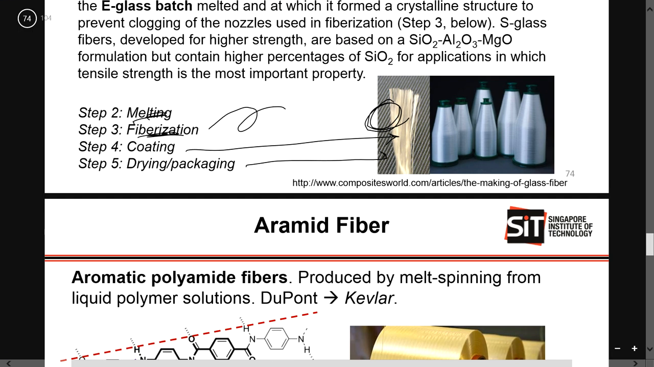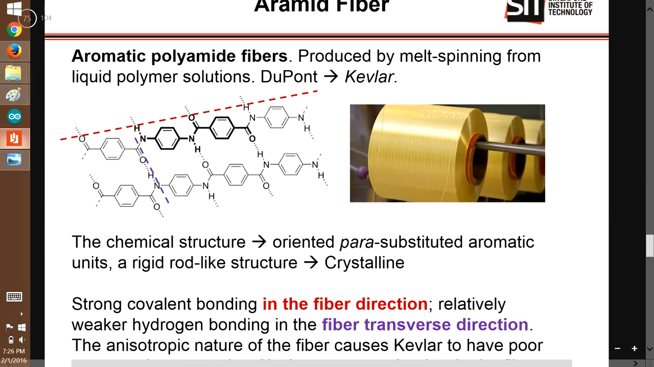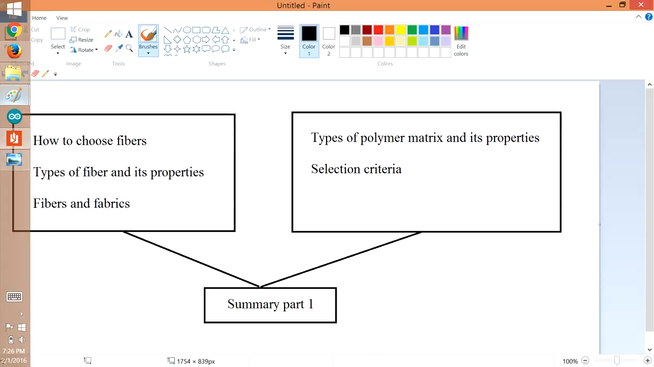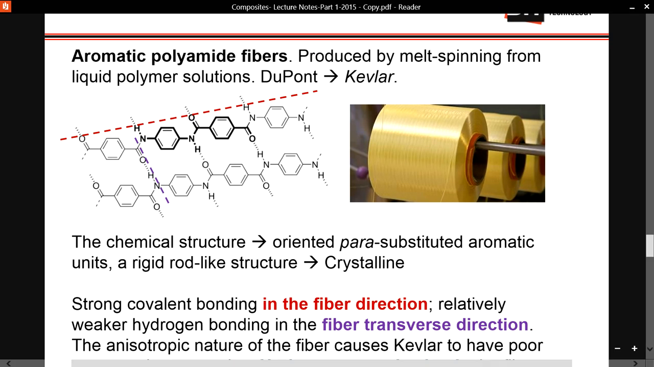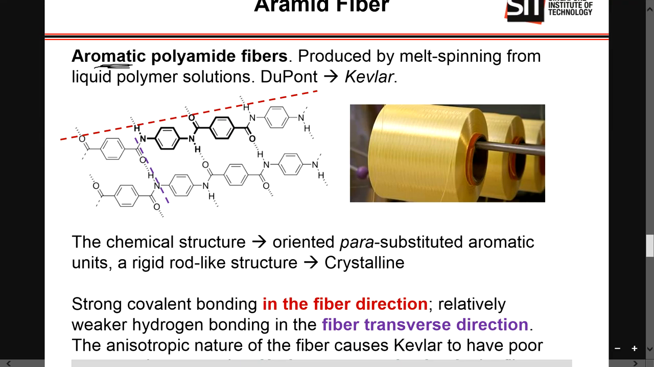After knowing your glass fiber, let's talk about the aramid fibers. Just a map: we are still on the fibers, we haven't gone into fabrics yet. So let's continue. For the aramid fiber itself, what makes it strong is the covalent bonds.